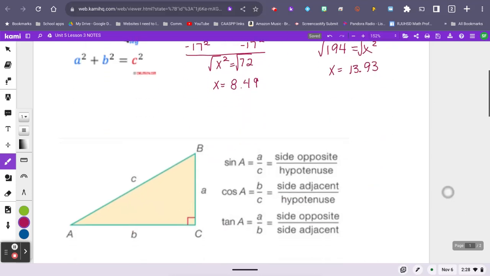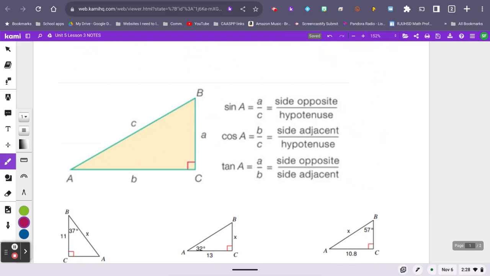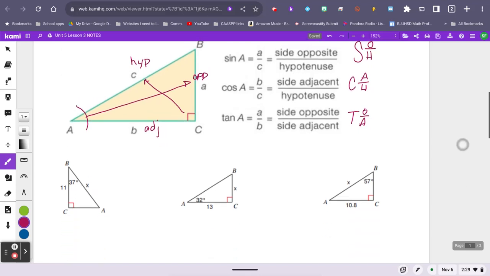All right, next one is SOHCAHTOA, so sine, cosine, tangent. So if you remember, SOHCAHTOA. And if we're going from A, this would be our opposite, hypotenuse, and adjacent. Always do adjacent last. It will be a lot better for you in the long run.